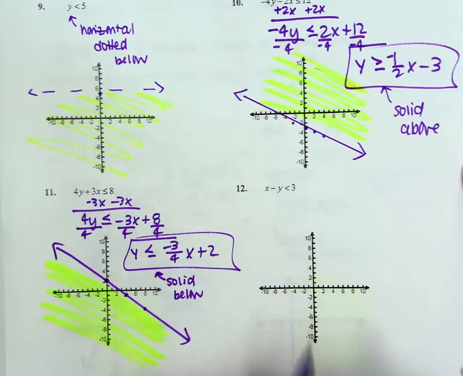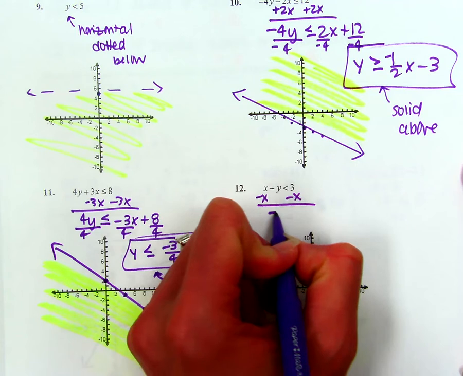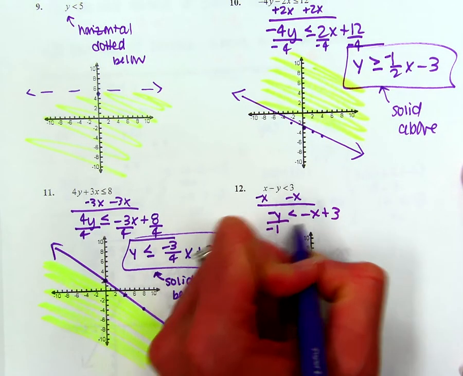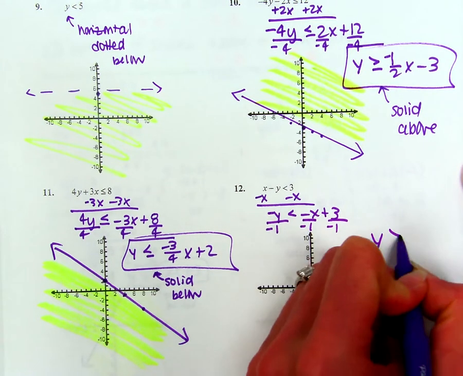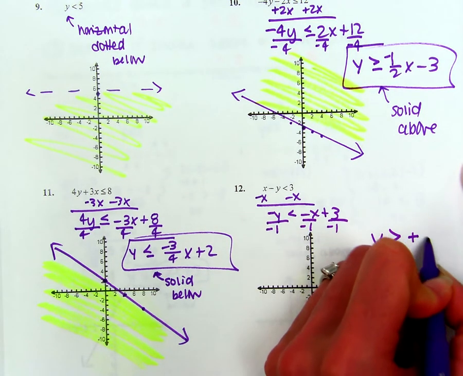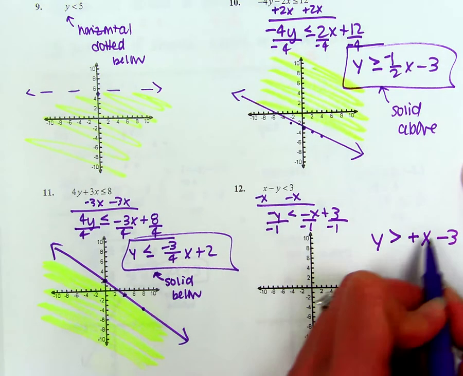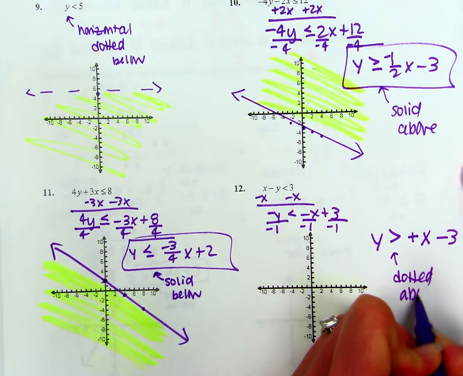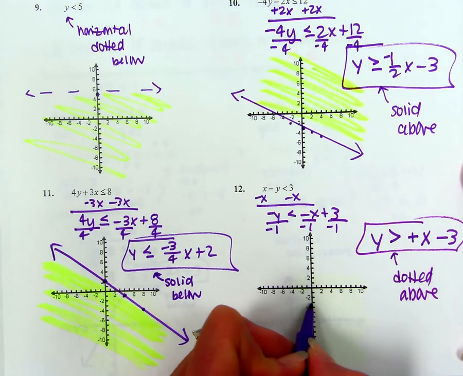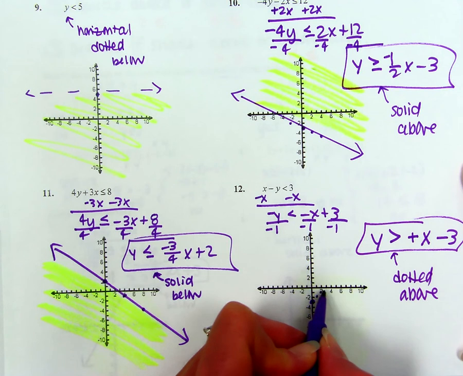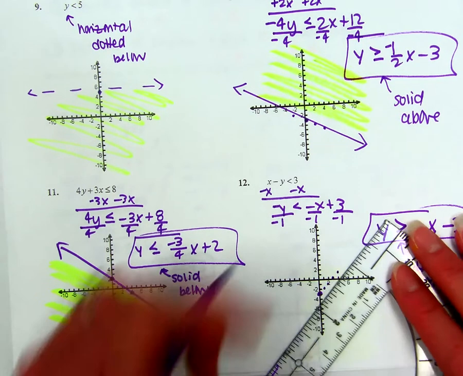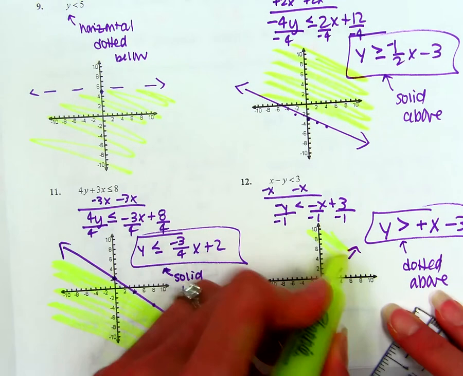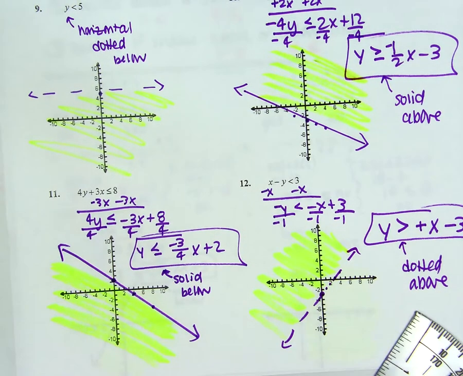All right, last problem. So we need to subtract x. Notice it's still -y is less than -x plus 3, so that negative sign stays with the y, so I need to divide by -1 now. Since I divided by a negative, I flip my sign, and so this is really going to be positive x minus 3. So I have greater than, that's a dotted line, and it's above. So I'm going to start at -3, go up 1/1, and make a dotted line. Shade above, and then I'm all done.